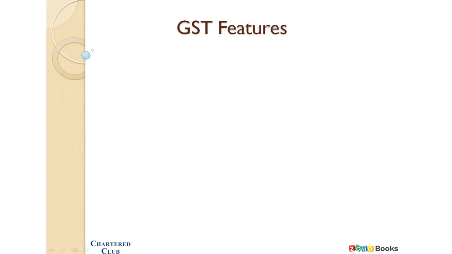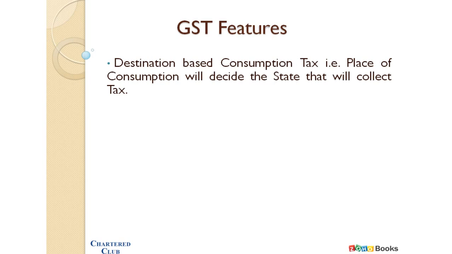So the main features of GST. GST is a destination based consumption tax. That is, the place of consumption will decide the state that will collect the tax. So if there's a good which is being manufactured in Delhi and sold in Mumbai, it would be the state of Mumbai, that is Maharashtra, that will collect the tax.